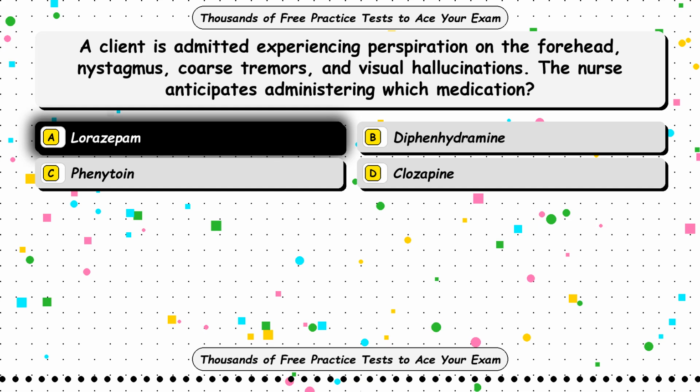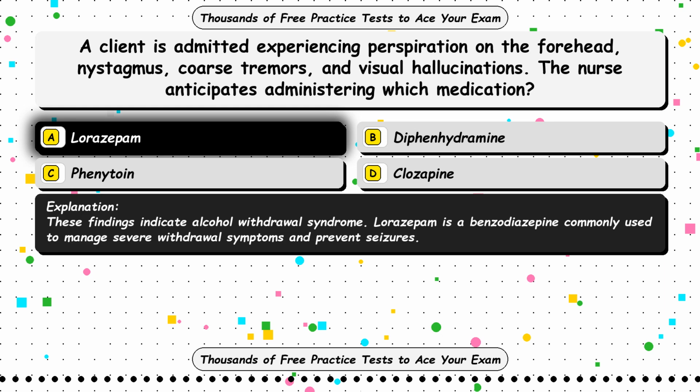The correct answer is option A, lorazepam. These findings indicate alcohol withdrawal syndrome. Lorazepam is a benzodiazepine commonly used to manage severe withdrawal symptoms and prevent seizures.